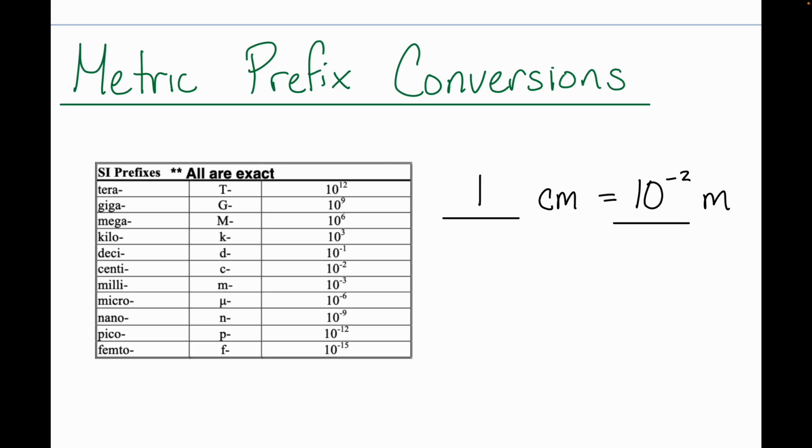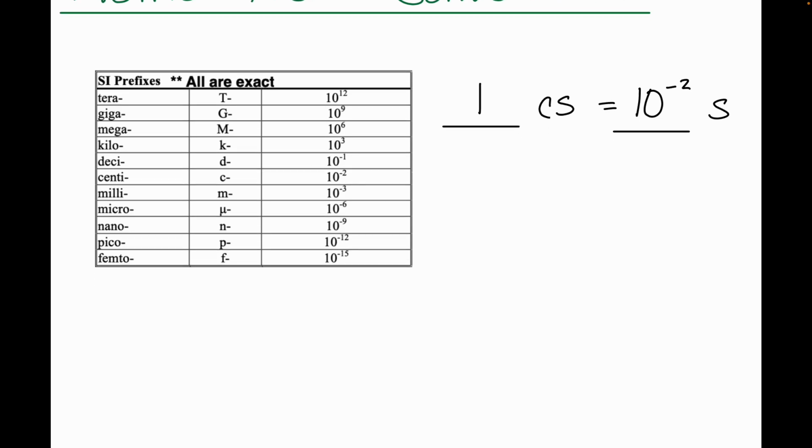So first of all, hopefully we can all see where that 10 to the negative 2 came from, because I looked up centi here. 10 to the negative 2. All right? Now, this would be true whether I was talking about centimeters, centigrams to grams, or centiseconds to seconds, whatever that base unit is, I'm allowed to swap out, right? That's the relationship between the base unit and my prefixed unit, okay? So now let's try to do another one here.